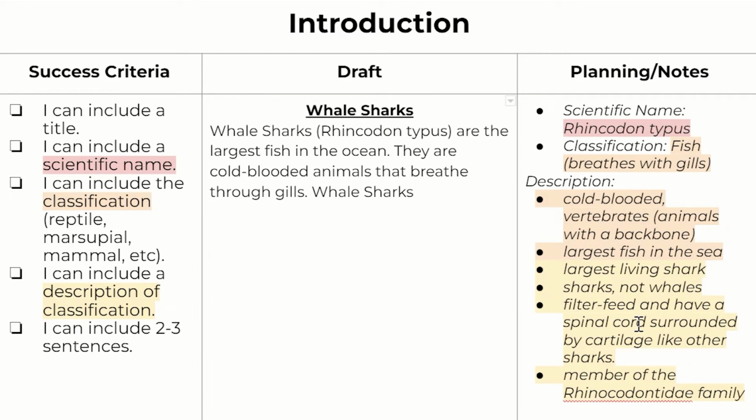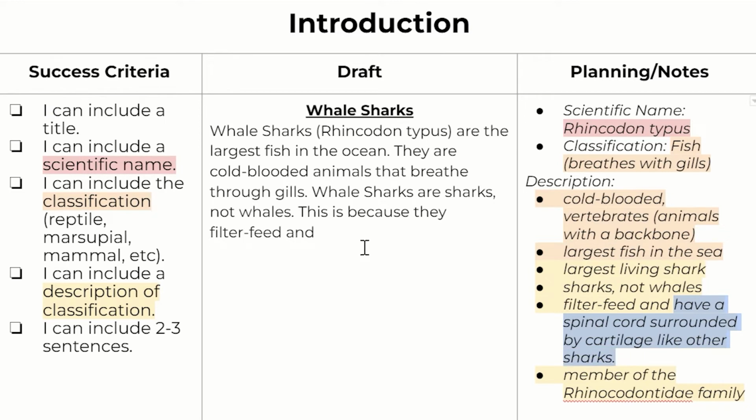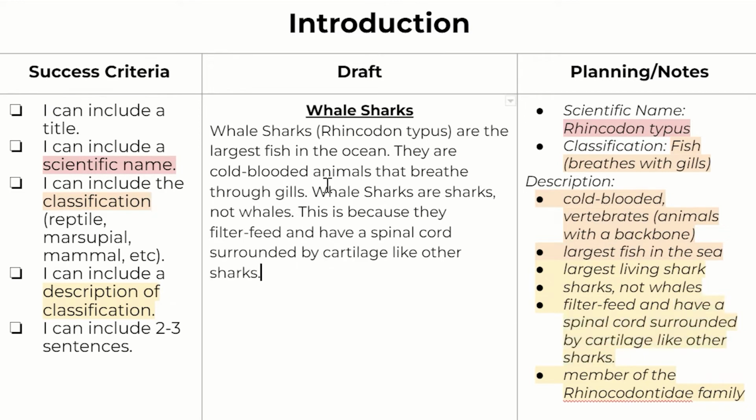Okay, I'm going to say whale sharks are sharks, not whales. And then I'm going to explain why. So I've got that here. So this is because they filter feed and have a spinal cord surrounded by cartilage like other sharks. So I'm expanding on what I'm trying to say here.